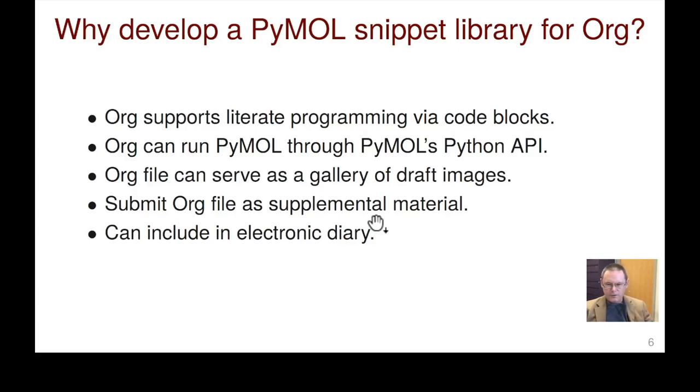One of the uses of such an org document is to assemble a gallery of draft images. We often have to look at dozens of candidate images with the molecule in different orientations, different zoom settings, different representations, different colors, and so on. Having those images adjacent to the code that was used to generate them can be very effective for further editing the code and improving the images. Once the final images have been selected, one can submit the code as part of the supplemental material. And then finally, one can use the journal package to use the org files as an electronic laboratory notebook, which is illustrated with a collection of their images. This can be very useful when assembling manuscripts months or years later.